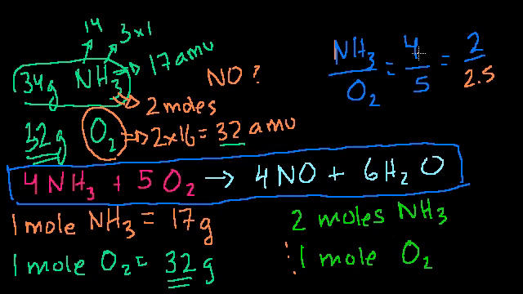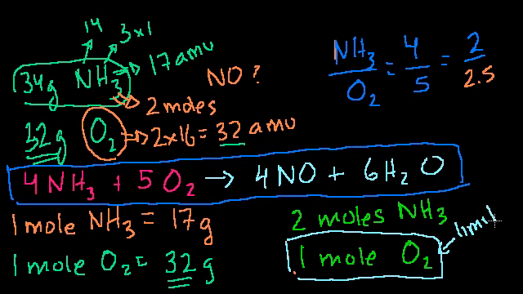The ratio is 4 over 5. If you double both of these numbers, so I need 2.5 moles. But I don't have 2.5 moles of oxygen. I only have 1 mole of oxygen. So oxygen is going to be the limiting reagent in this reaction. I don't have enough oxygen. I have plenty of ammonia, but I don't have enough oxygen to react with it. So this is the limiting reagent.